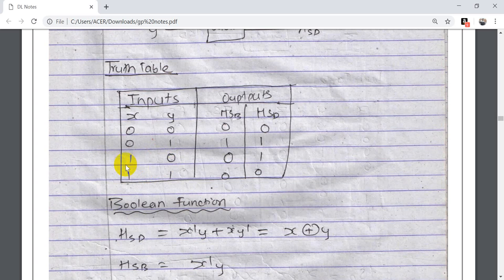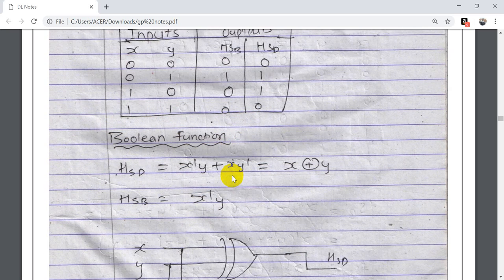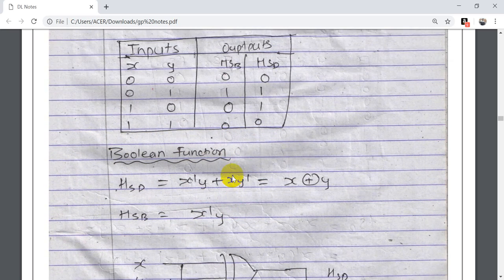When we subtract 0 from 1, the difference is 1 and the borrow will be 0. When we subtract 1 from 1, the value of difference is 0 and borrow is also 0.